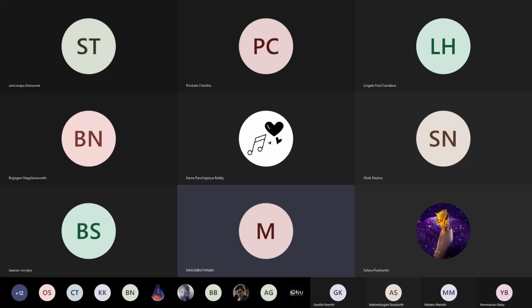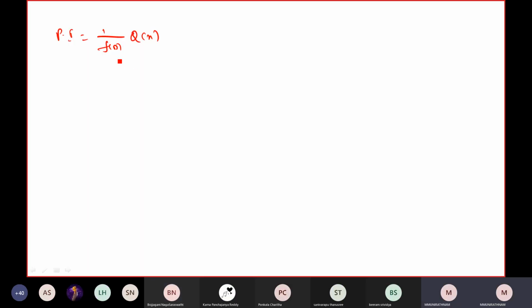1 by f of d into q of x. If q of x is e power ax, what we have to do? Replace d by a. That is our method 1. In case q of x is sin ax or cos ax, we have to replace d square by minus a square.